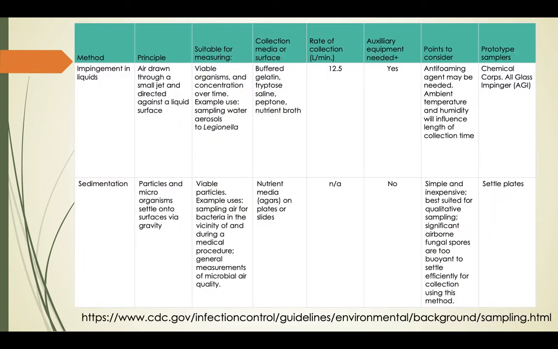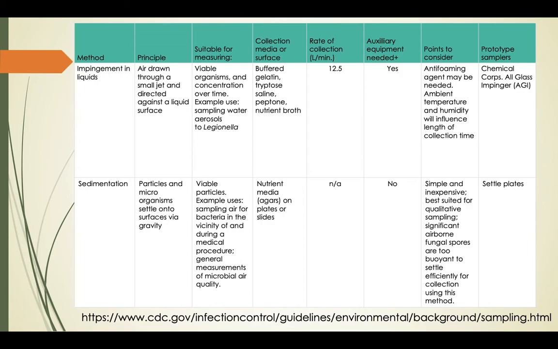Okay. If we are going to compare the two methods, as I mentioned, the settled plate is less costly, while for the impingement there are a lot of things. There are also benefits or advantages that you cannot really get if you use the settled plate method. But the principle is very clear. Unlike sedimentation, air is drawn through a small jet and directed against a liquid surface so that the liquid will sort of extract the particles from the air. It's very suitable for measuring viable organisms and the concentration over time.